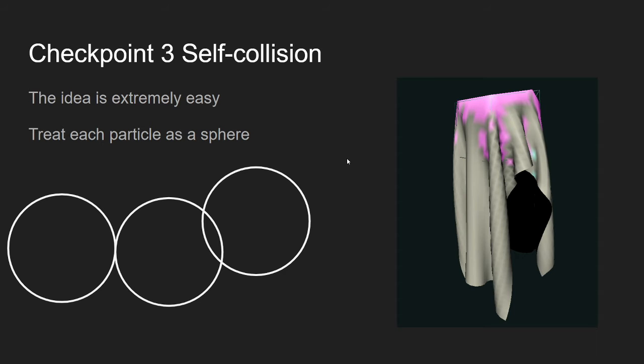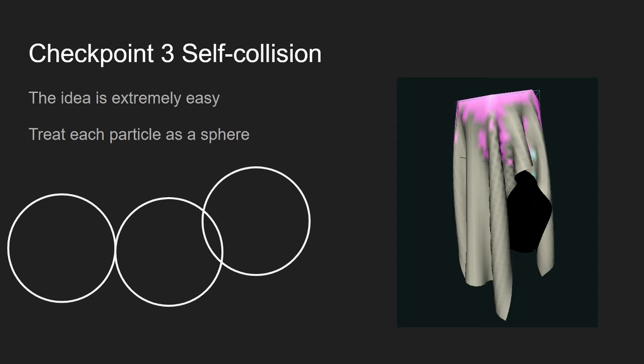So for the third checkpoint, the self collision of the cloth is very tricky, because if we do the triangle collision for each one of them, the cost is going to be really high. It's going to be really expensive. That's a nightmare. So I wanted to introduce a fast approach, where the physical effect, the visual effect, is also not compromised too much.